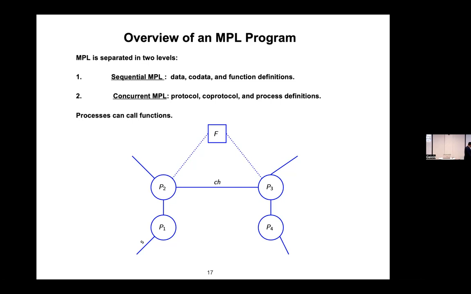Then there are some channels that are connected to the outside world. These channels are called services, and we need services so that a process can interact with the outside world. For example, it can take input from the outside world and it can show output to the user. Then the rectangular box shows a function that can be called by any process. So here the function is being called by 2 processes, P2 and P3.